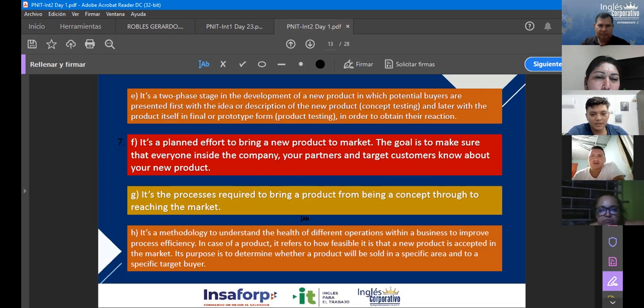It's the processes required to bring a product. The letter C, number two. Is pending the letter A. Honestly, I am confused. Number eight, I think is letter B. It's the process to bring a new product or service to the market now.